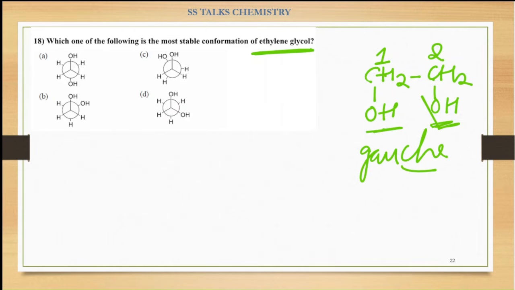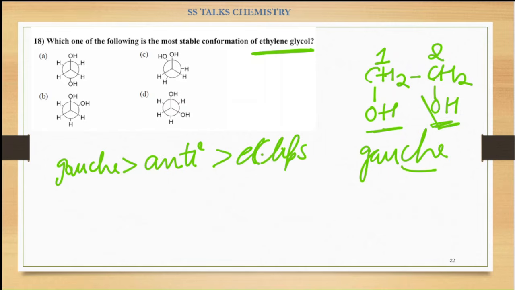Right? So the order of stability you will generally observe is that the Gauche conformation is more stable, followed by the anti conformation, and the least stable one is always the eclipsed conformation. Eclipsed conformation, the reason being there is the presence of torsional strain.